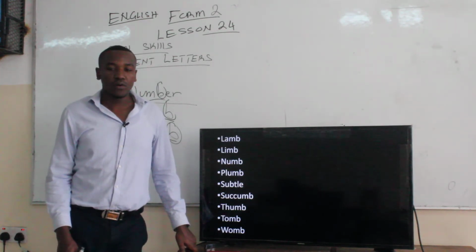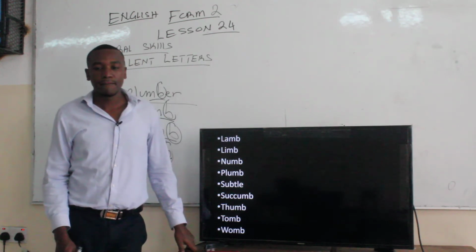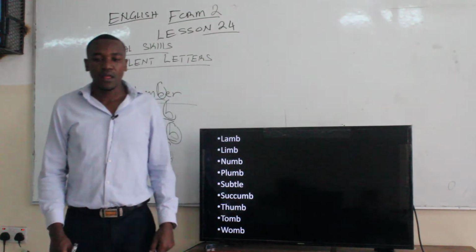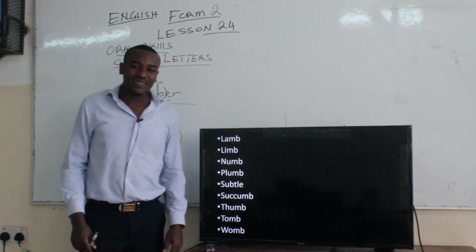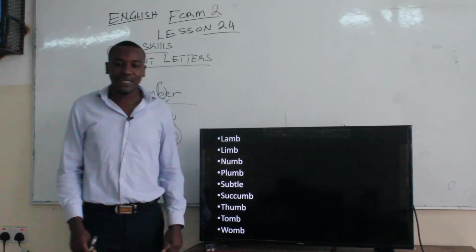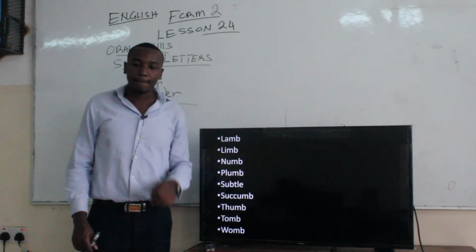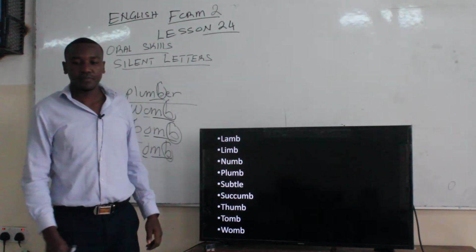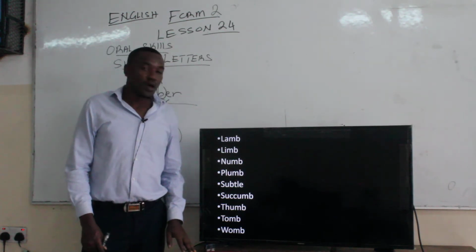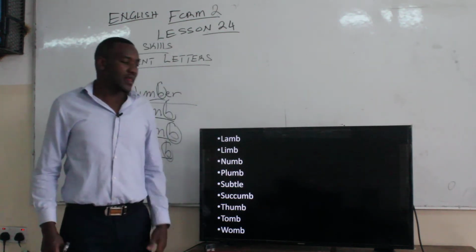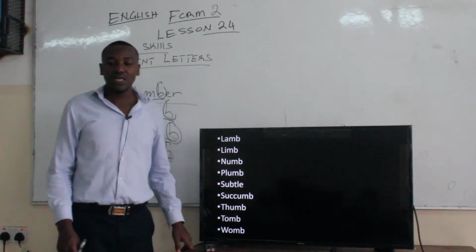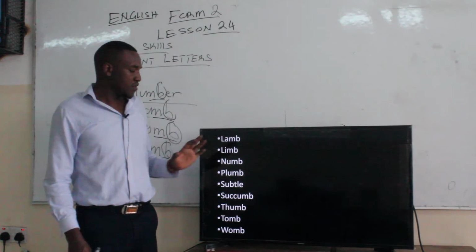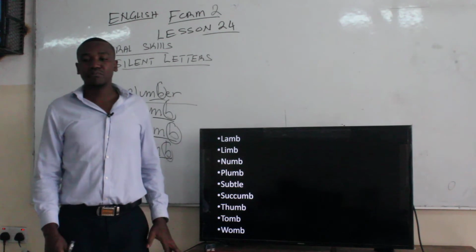More examples: lamb, limb, numb, plumb, subtle, succumb, thumb, thumbs up, tomb, womb, and so many other words that have the B silent. This is just an eye-opener, a drop in the ocean, to let you know that most of these words with an MB have the B silent.